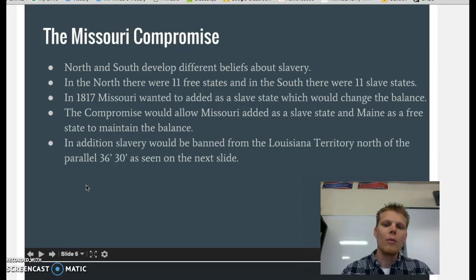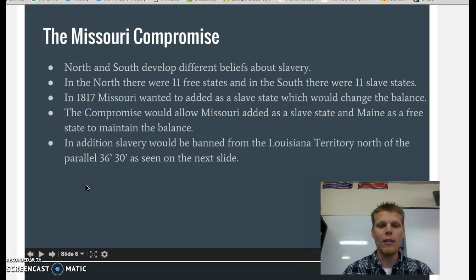All right, the one thing that you guys got to really kind of think about is that these differences between North and South actually lead to a bunch of tension. That tension comes to a head in what becomes the Missouri Compromise. North and South develop different beliefs about slavery. In the North, there's 11 free states. In the South, there's 11 slave states. 1817, Missouri comes along and wants to be added as a slave state, which would change that balance. If you lose that balance, slave states become more powerful.